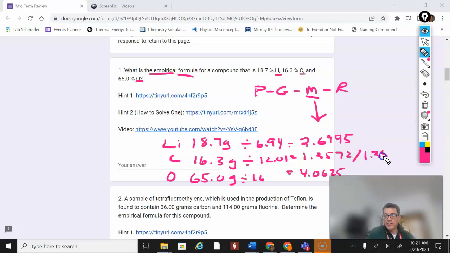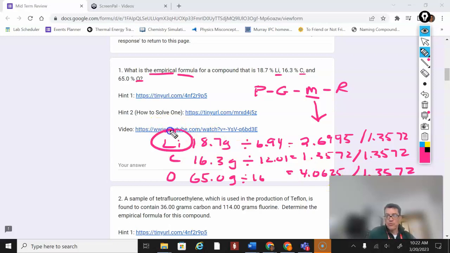If I divide each of these by 1.3572, it's going to make my numbers look a little bit different, but it's the same ratio. So I'm basically dividing them all by the same thing. And the top number ends up being 1.98, which effectively is 2. The middle number divided by itself is 1. And the bottom number is 2.99, which effectively is 3. These are the numbers that go into my ratio.